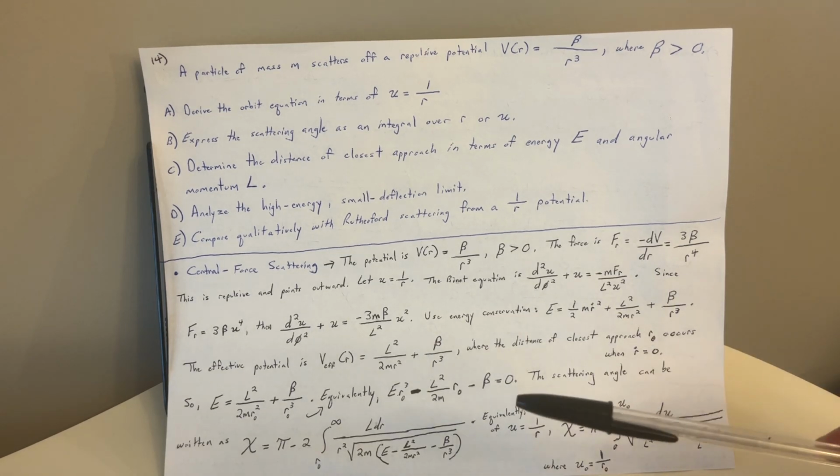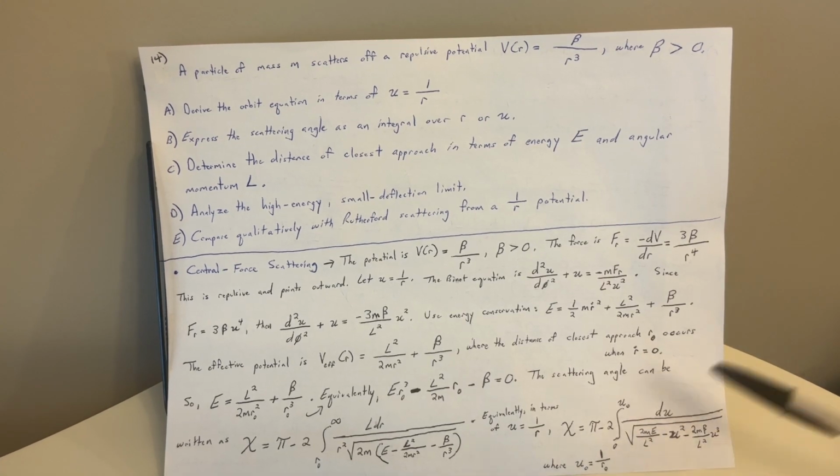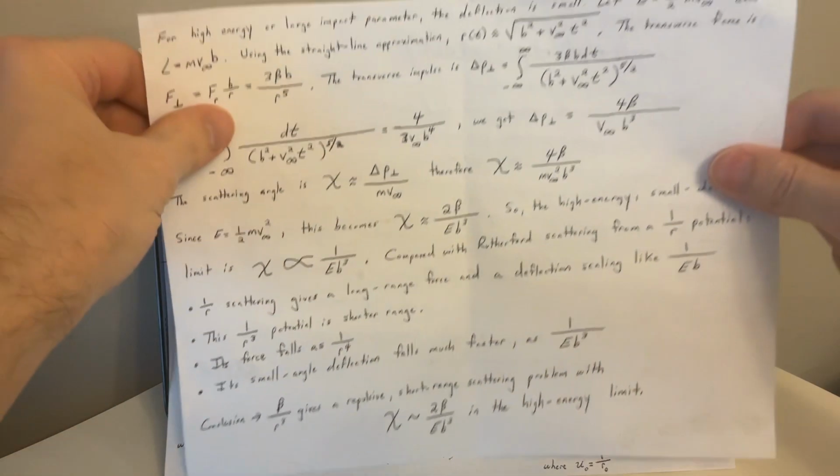Equivalently, in terms of u equals 1 over r, chi equals pi minus 2 times the integral from 0 to u naught of du over the square root of 2mE over L squared minus u squared minus 2m beta over L squared u cubed, where u naught is equal to 1 over r naught. So building on this, moving on.